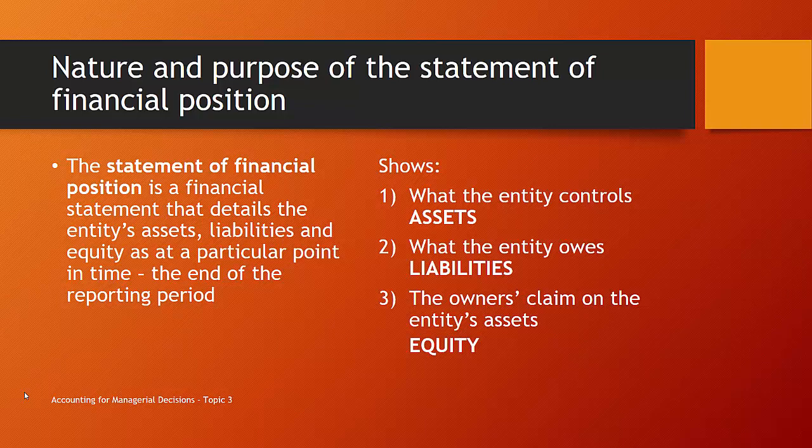So the assets are what the entity controls. We've already talked about that it's not ownership necessarily, although ownership and control heavily overlap. So what the entity is, and then who has claims on that. So is it an external claim holder? The liabilities, so these are what the entity owes to third parties. And then we're looking at the owner's claim on the entity's assets, the equity component.